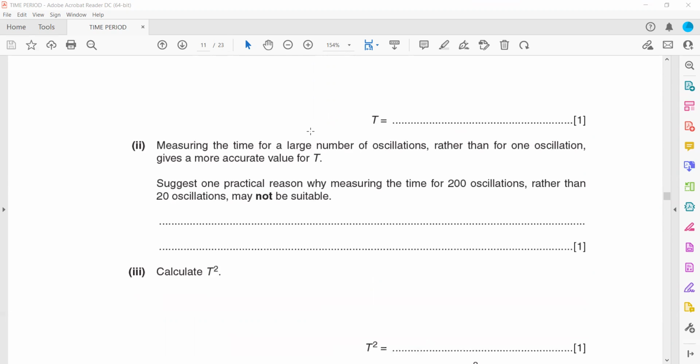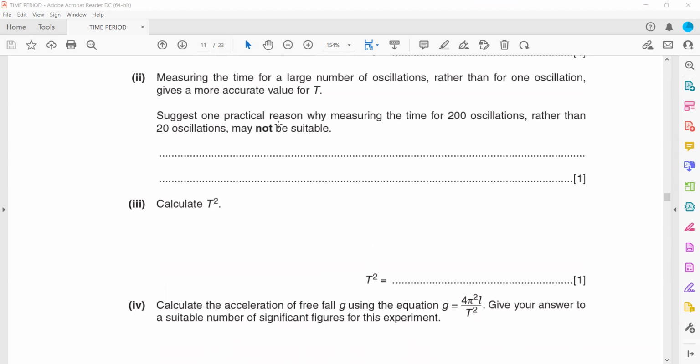The next one: measuring the time for a large number of oscillations rather than one oscillation gives a more accurate result for the time period. If I measure the time for 10 oscillations or 20 oscillations, I will get a more accurate result compared to measuring the time for one oscillation.